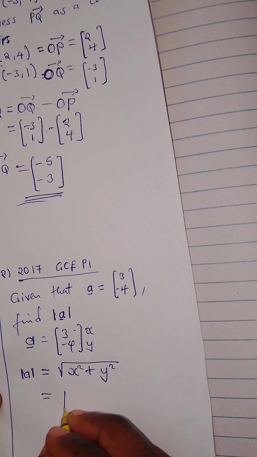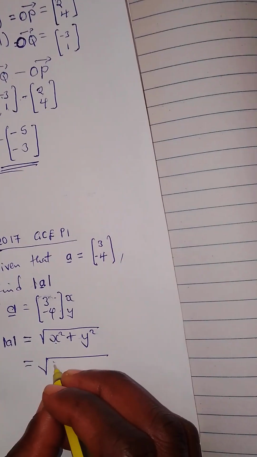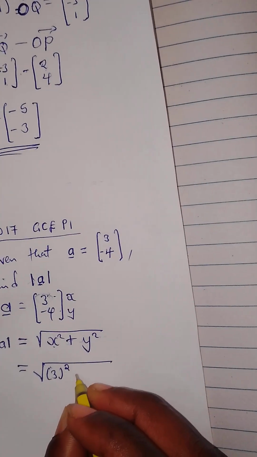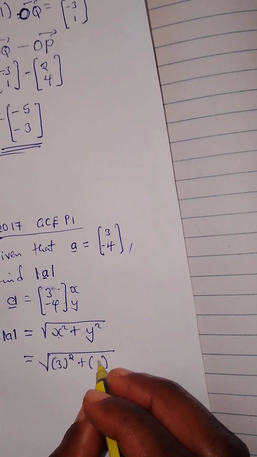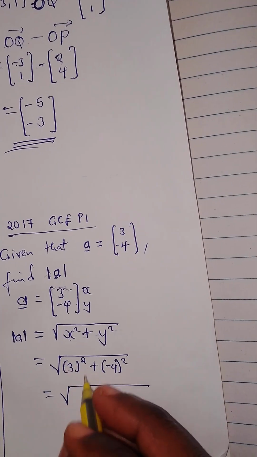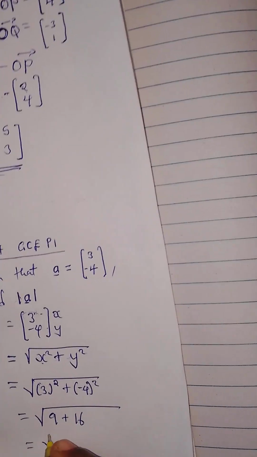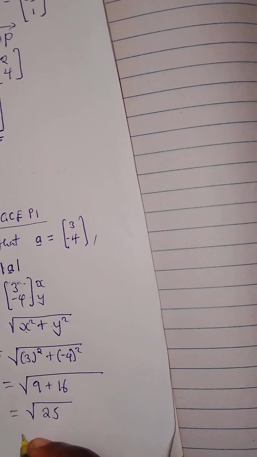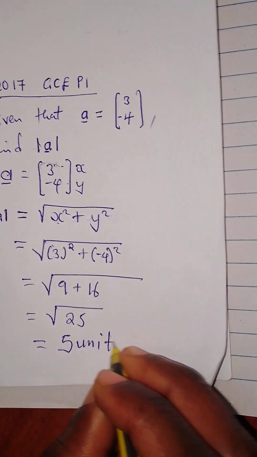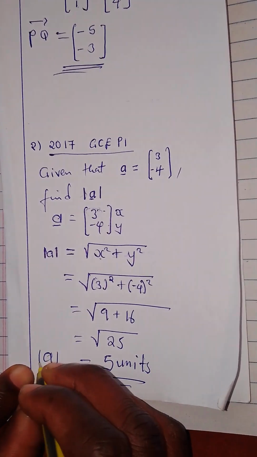At this stage, let us substitute what we have. What is the x value? The x value is 3. We open and close brackets, put 3 inside, and square it, plus we open the bracket where there is y, put -4, and square it. What is 3 squared? That is 9. What is (-4) squared? That is 16. What is 9 plus 16? That is 25. What is the square root of 25? It is 5 units. So the modulus or magnitude of vector A is equal to 5 units.